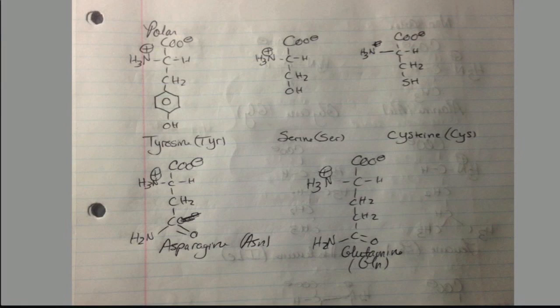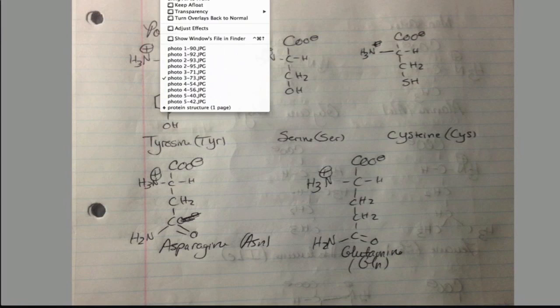Okay, so there's 5 polar amino acids. I thought maybe there were 6. Are we missing one? Cysteine, serine. Yeah. We'll see if you put that on another screen. I did. I put like 3 or 4 different ones on the other screen.